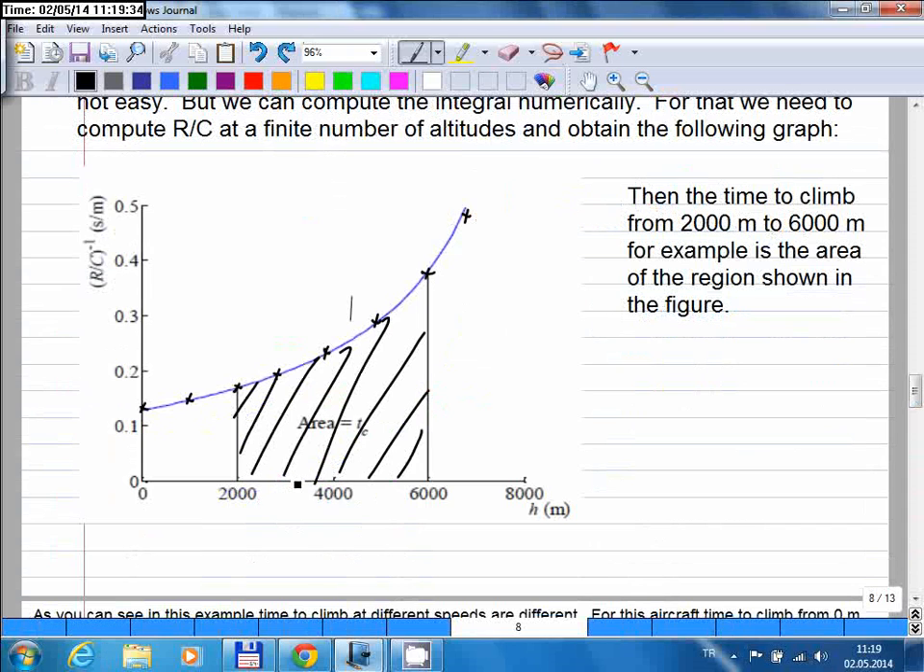So if you want to find the time to climb from 2 kilometers to 6 kilometers, you take this plot and then you take the integral within these limits. That means you simply need to find the area of this shape here. Whatever result you get from calculating that area will be equal to the time to climb between those 2 altitudes. Okay?